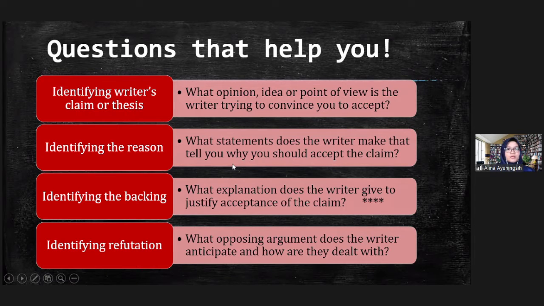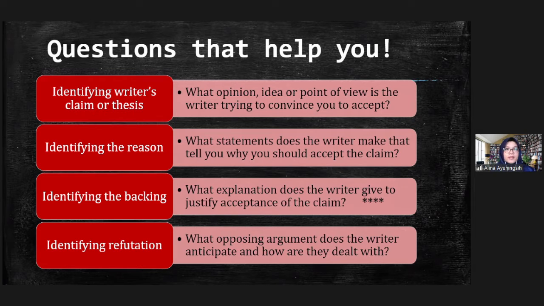Yeah, probably if you accept his or her claim, then you will get a prize maybe, or you will get something, or you will join a club or something. I'm not sure. So that is the intention of the author, who wants us to accept his or her claim. So they will write the reason on why we really need to accept his or her claim.